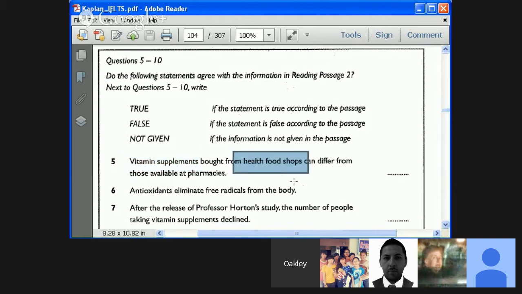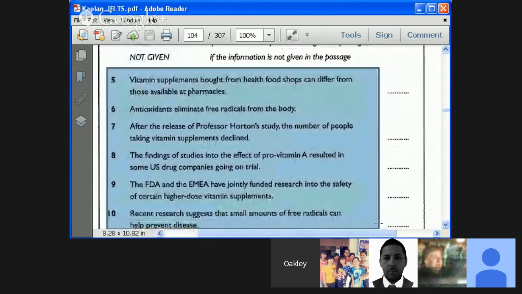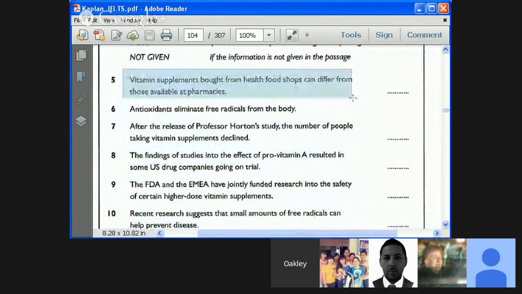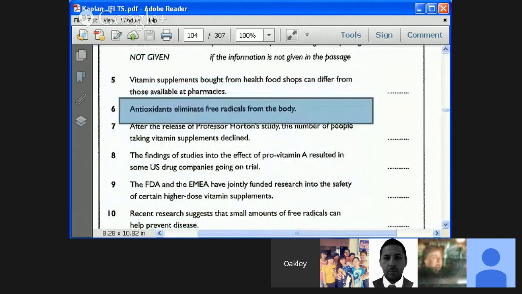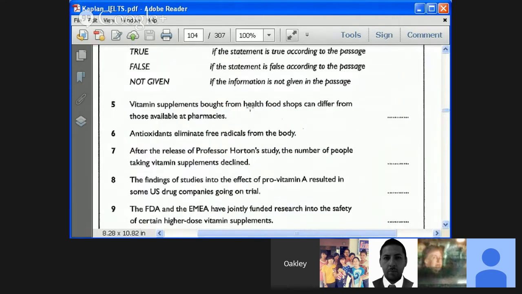Another key point: not always, but usually IELTS will lay out these questions in the same order as the reading passage. They will go in the same order from the top of the article to the bottom, 6, 7, 8, 9, 10. Usually they do that. So I would know to start at the beginning. All right, let's do that.